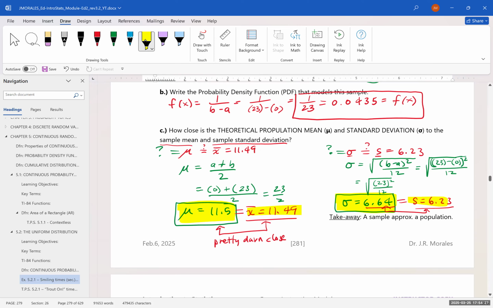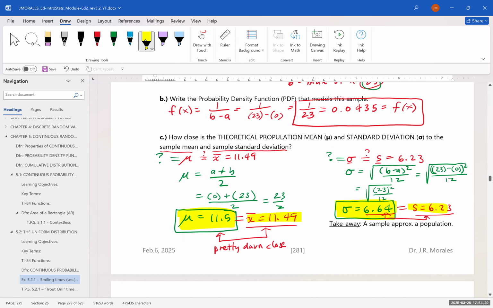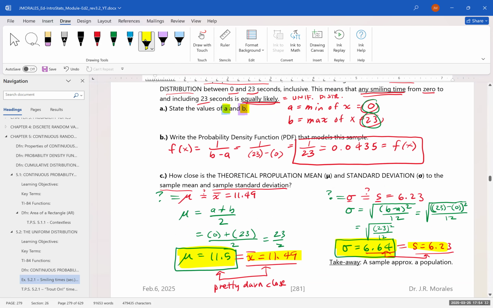All right. So next is a think pair share that you'll want to try. It's very similar to this one. But let me go ahead and end this video here. Let me know if you have any questions.